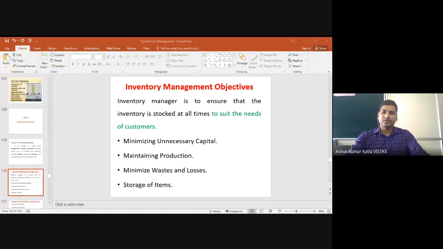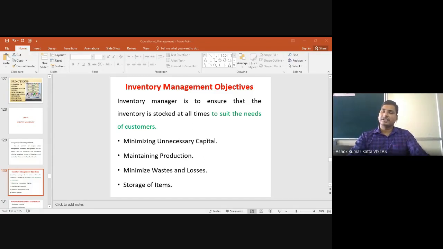Third point, you need a proper control mechanism to minimize waste and losses of inventory. This should not happen when you are controlling, when you are playing an important role as an inventory manager.